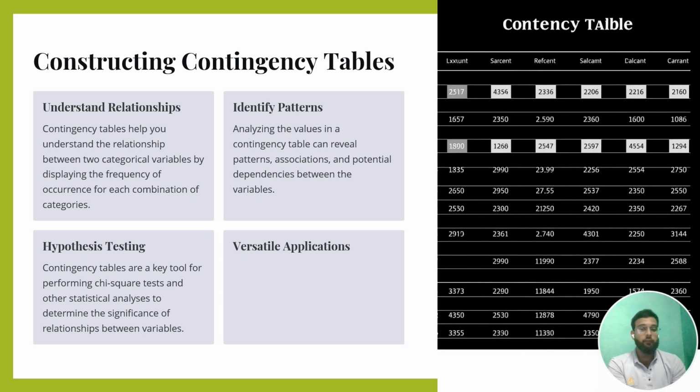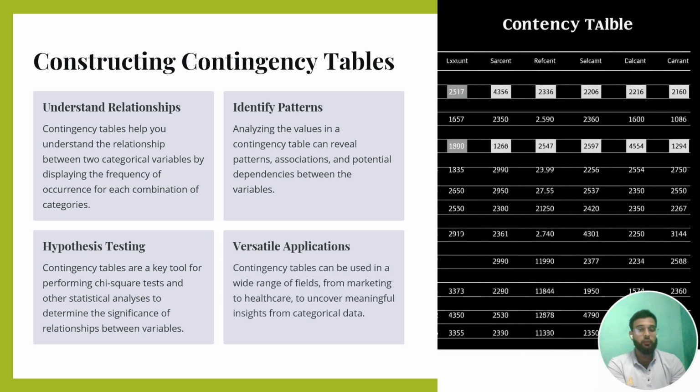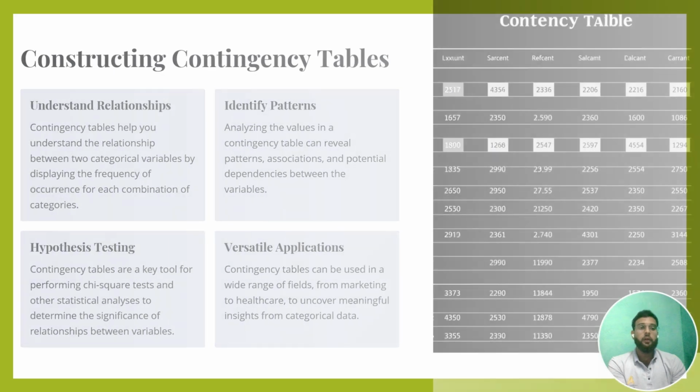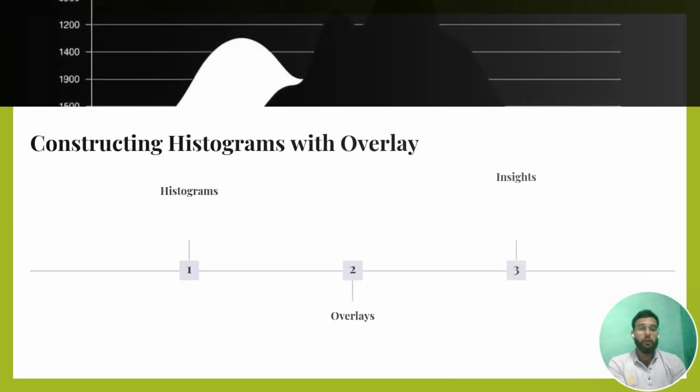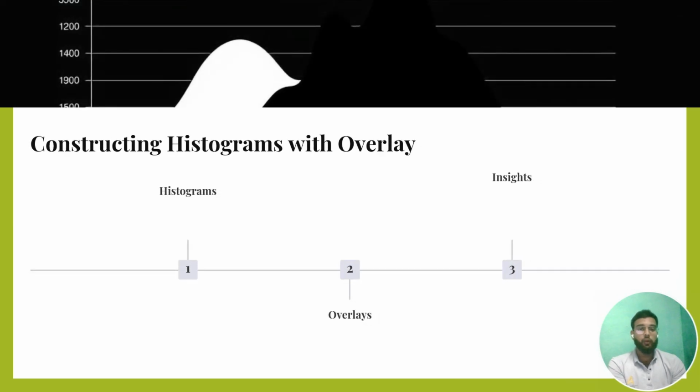Fourthly, we can do it by versatile applications. Contingency tables can be used in a wide range of fields, from marketing to healthcare, to uncover meaningful insights for categorical data. Now we'll talk about how to construct histograms with overlays.